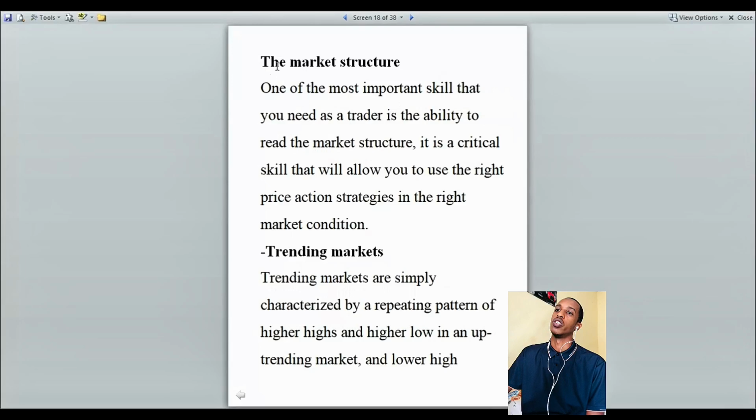So let's jump in and talk about the market structure. One of the most important skills that you need as a trader is the ability to read the market structure. It is a critical skill that will allow you to use the right price action strategy in the right market condition.